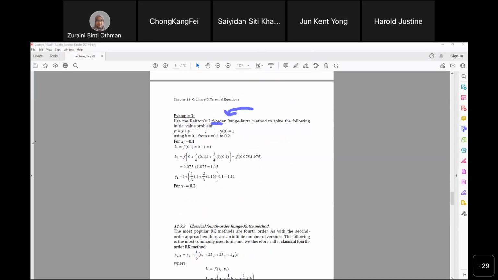And for the second order Runge-Kutta, what we get is K1, K2. We have to use K1, K2. Okay, now first before we get this kind of value, we have to find K1, K2. What is K1? F(X0, Y0). Our X0 starts with 0.